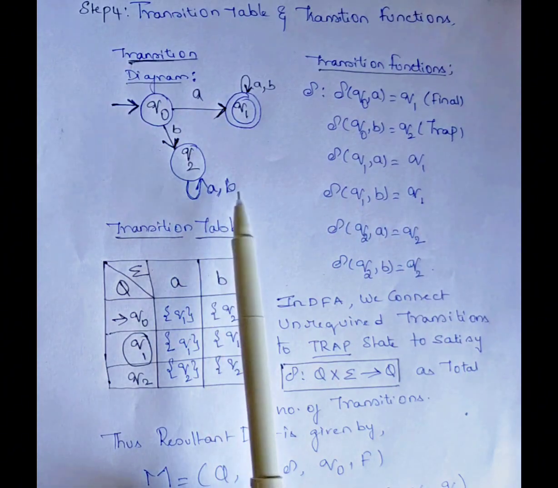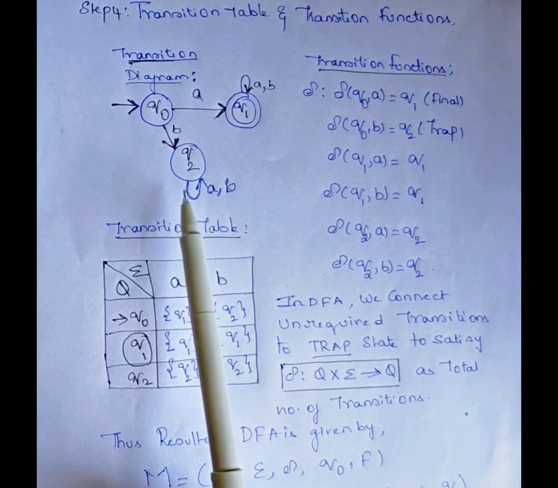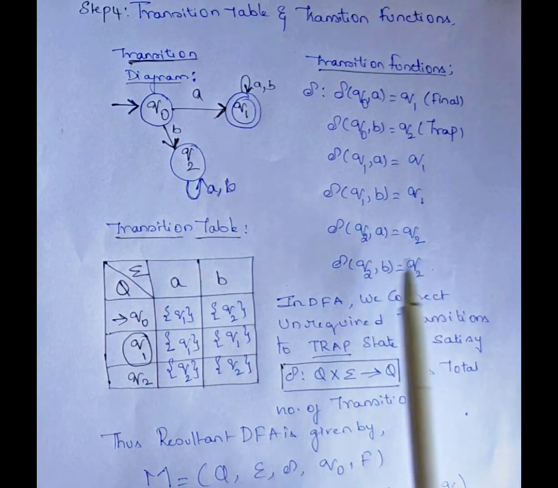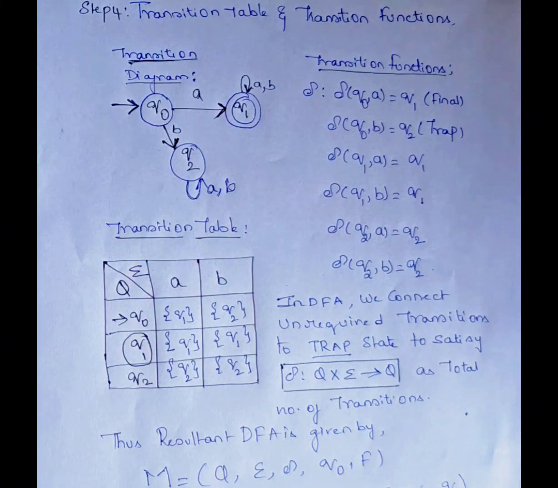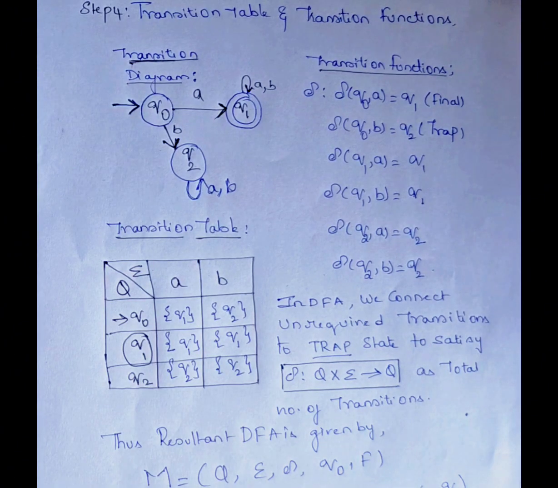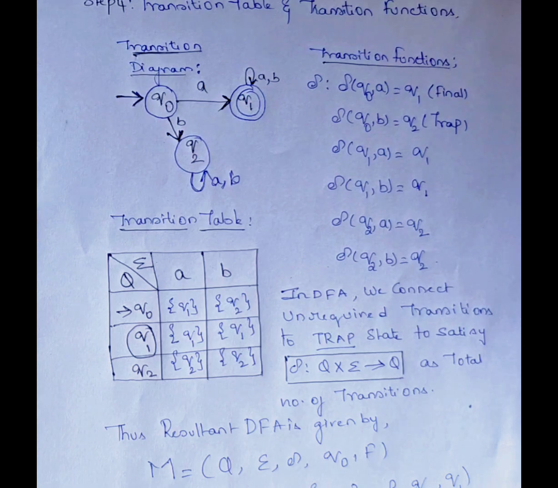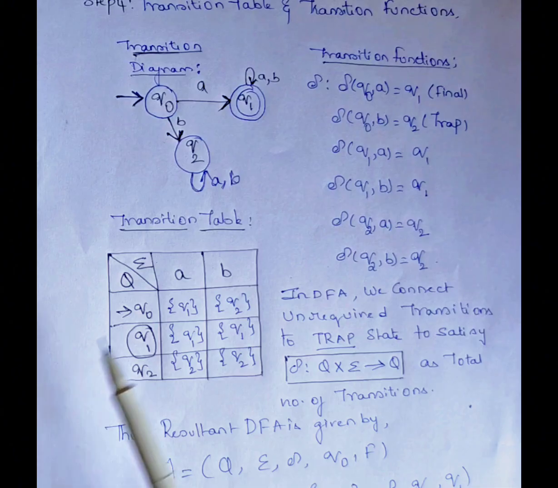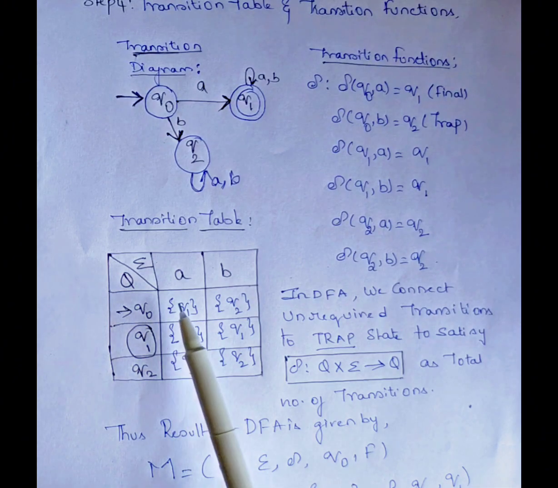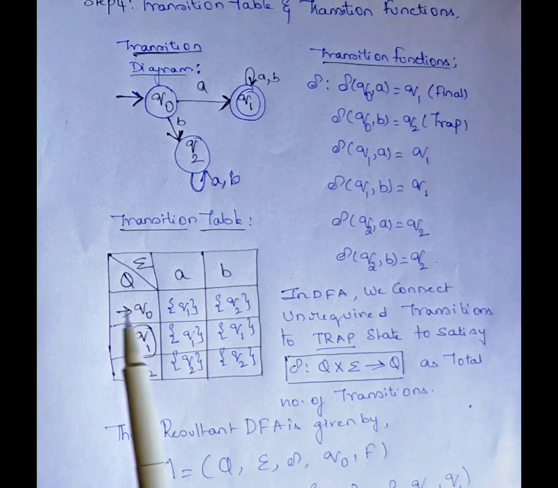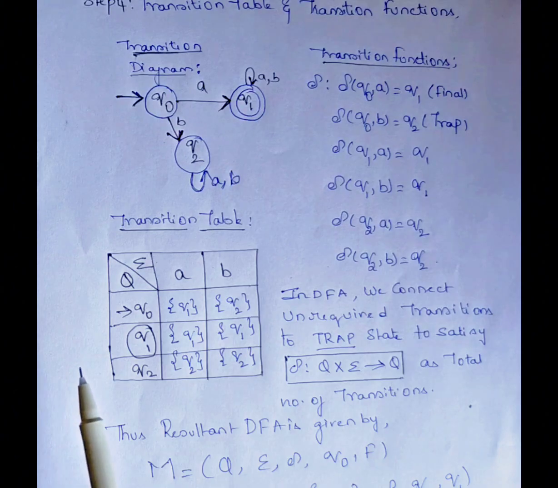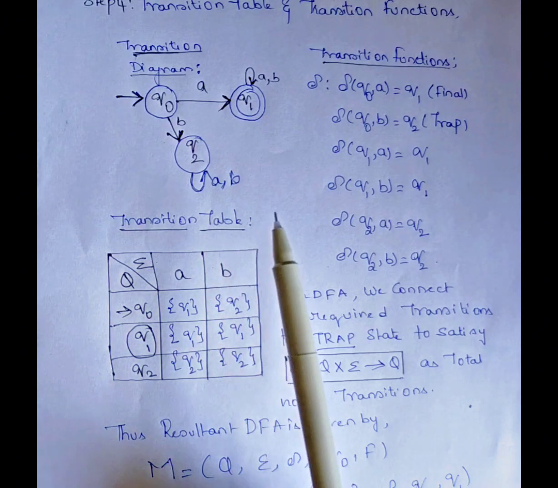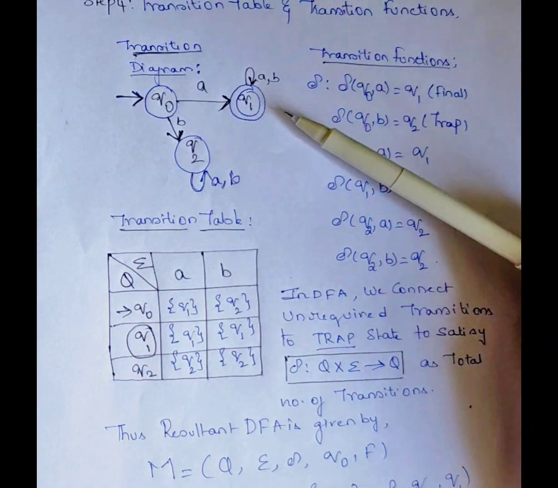And Q2 upon reading A or B is remaining in the same state Q2. So delta Q2 on A is equal to Q2. Delta Q2 on B is equal to Q2. So these are the transition functions occurring in the given DFA. Similarly, let us plot the transition table. In the transition table, we consider rows and columns as the set of states and input symbols. So the cell entries will be given from the transition functions or transition diagram. If we observe the transition diagram, Q0 upon reading A is moving to the state Q1.